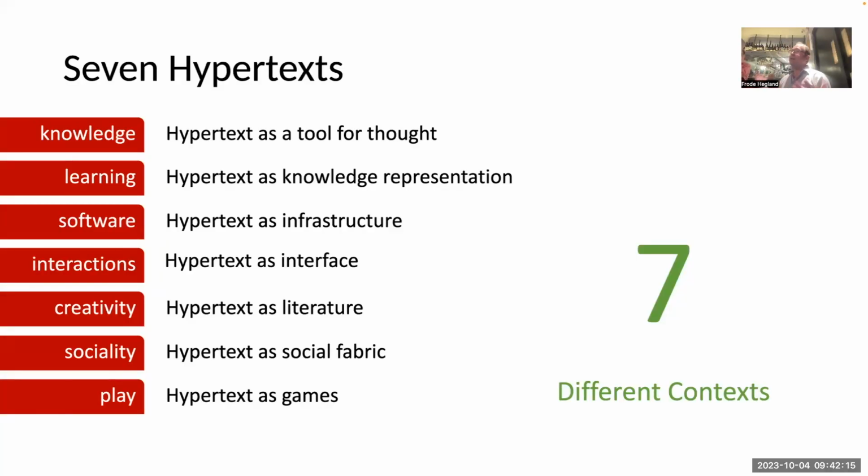And when Mark and I looked at the kind of literature and we saw these traditions of hypertext, we essentially see this philosophy applied to different areas of life. So to knowledge, to learning, to software, to interactions, creativity, sociality, and play, essentially. And it manifests in different ways. And I think what we have in the sort of extended reality space is a new space in which we can take that philosophy and that idea and try to apply it. So some people have called this hypertext as method, the idea that hypertext is a way of thinking about the world that you can apply in different spaces.